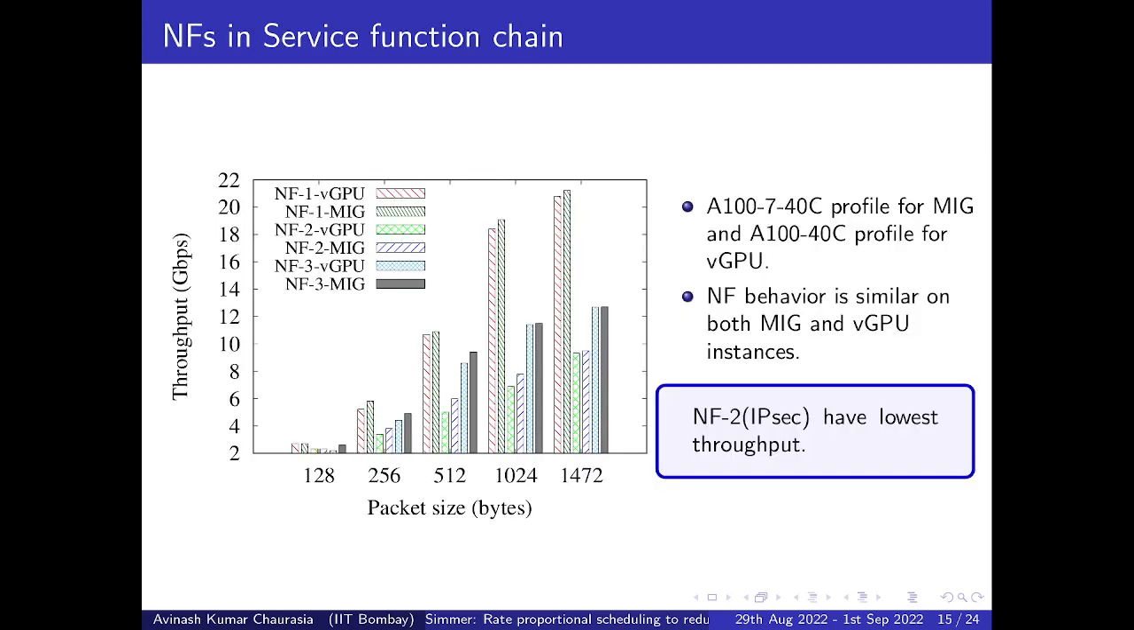The first experiment consists of the base performance of each network function that we will be using in any service function chain in the future slides. We have three network functions, NF1, NF2, NF3. NF1 is a router, NF2 is IPsec, and NF3 is NIDS.